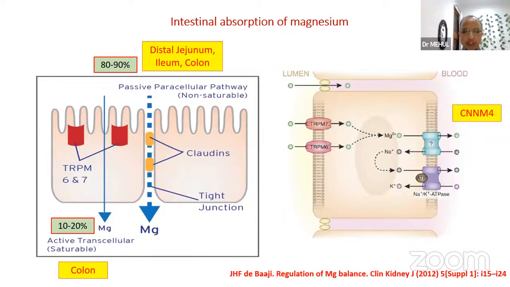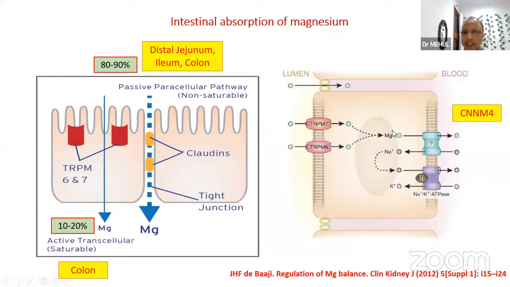What happens when magnesium is consumed in the diet? About 80 to 90% of the magnesium which is absorbed in the intestine is absorbed through the paracellular pathway, and that's a passive movement. It's a non-saturable mechanism of absorption. Most of this takes place in the distal jejunum, ileum, and also the colon. However, about 10 to 20% of magnesium is absorbed transcellularly through magnesium channels, which are denoted over here as TRPM6 and 7, which is transient receptor potential melastatin 6 and 7. These are the two active transporters which will move magnesium from the lumen into the cell. The paracellular movement of magnesium occurs through tight junctions, mainly the claudins.